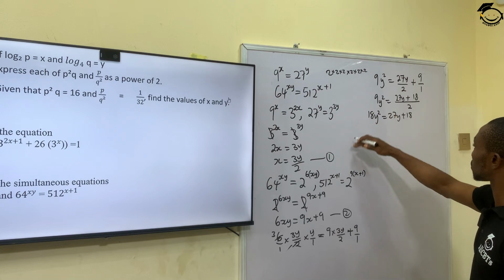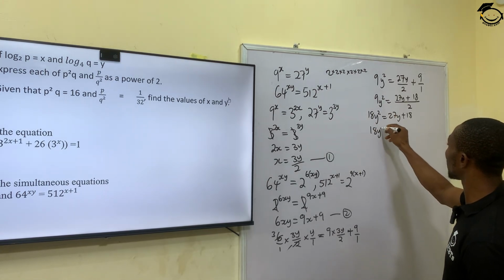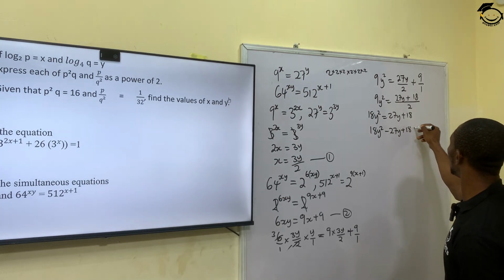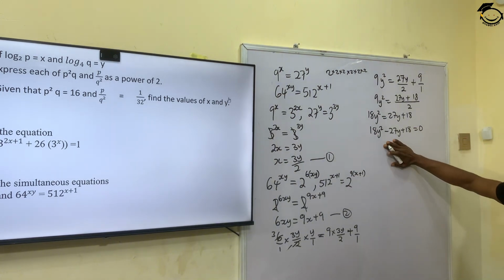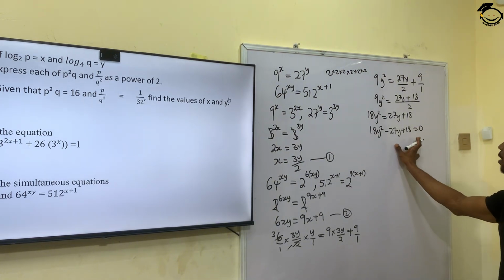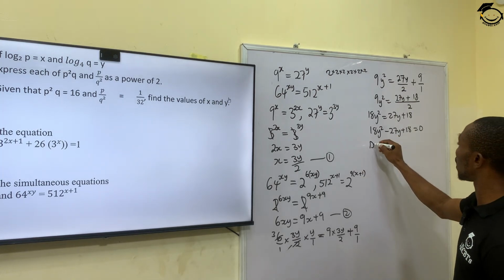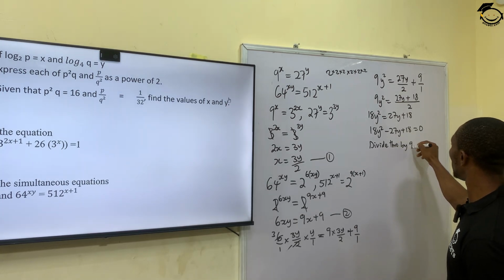Now, moving all our terms over to the other side to equate it to 0, this becomes 18y squared minus 27y minus 18 equals 0. Now with this, we have a quadratic equation. We can decide to break this down using 9. So divide through by 9.